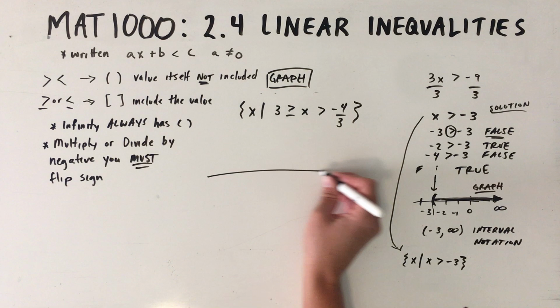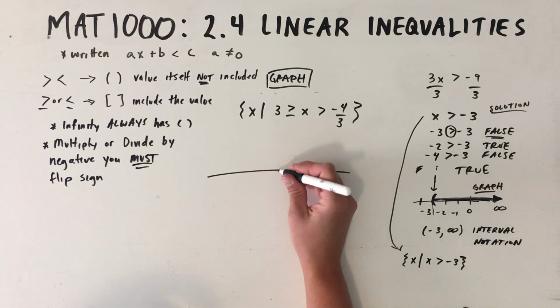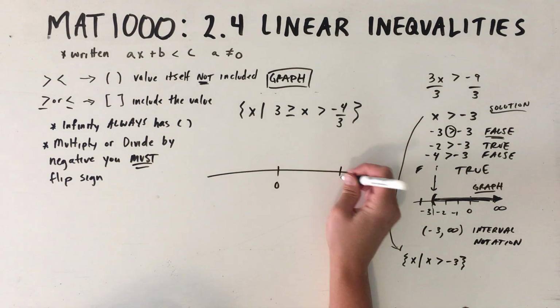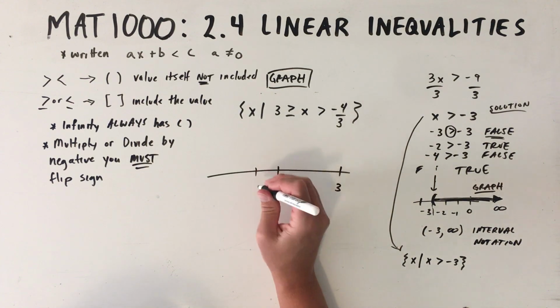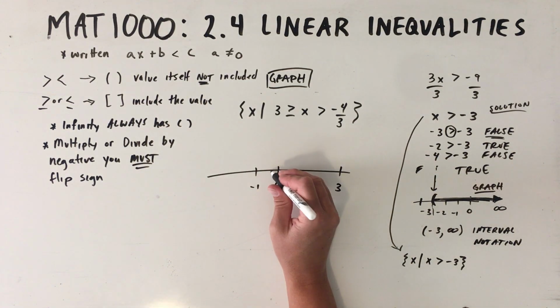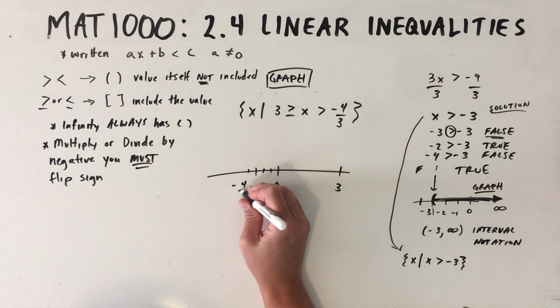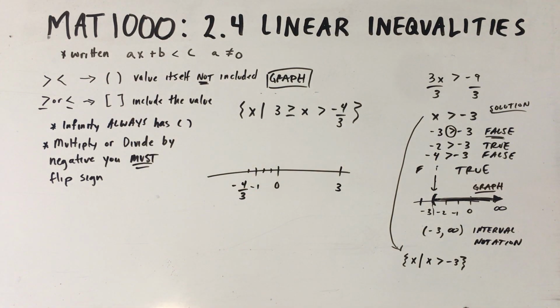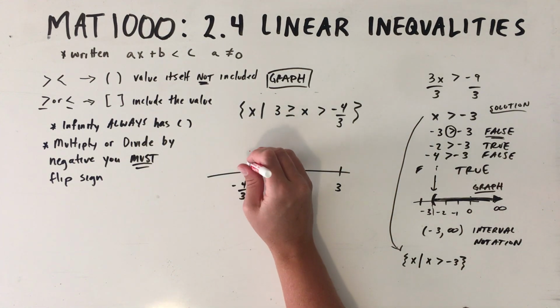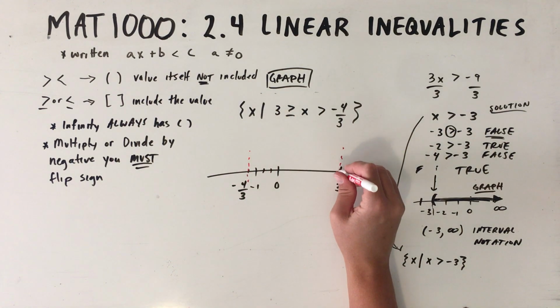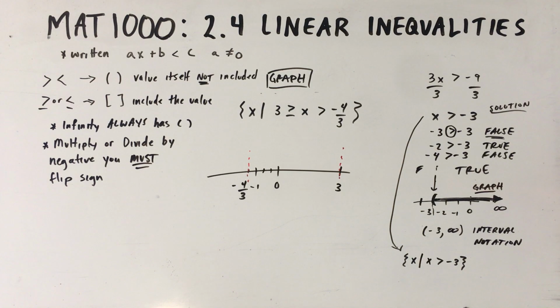Again, all I'm going to do here is put those critical points on my number line. So 1, 2, 3, and -4/3 would be right here. So this is -4/3. And we're dividing this number line then into these sections, and we're trying to figure out what makes the statement true.